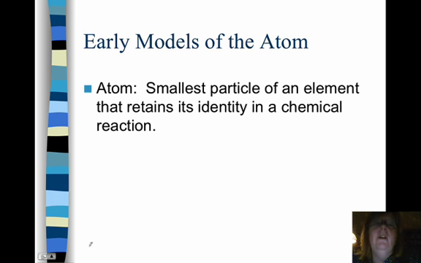Okay, so we're going to be looking at the early models of the atom very quickly. First of all, what is an atom and what's the definition of an atom? The definition is it's the smallest particle of an element that retains its identity in a chemical reaction. So that's the definition of an atom.